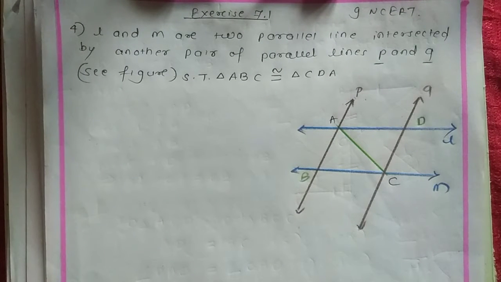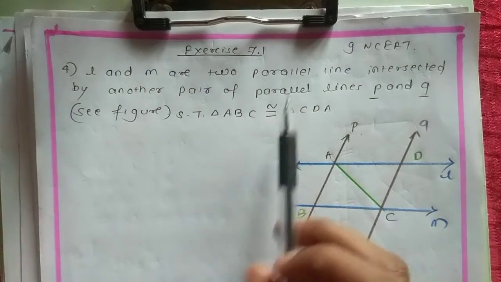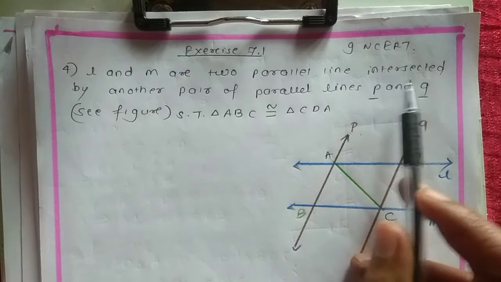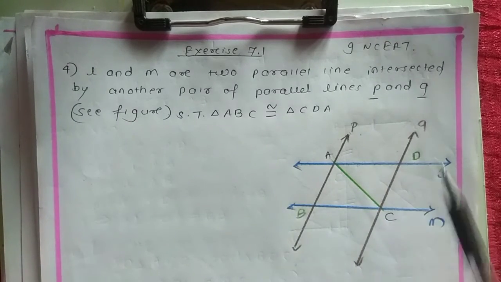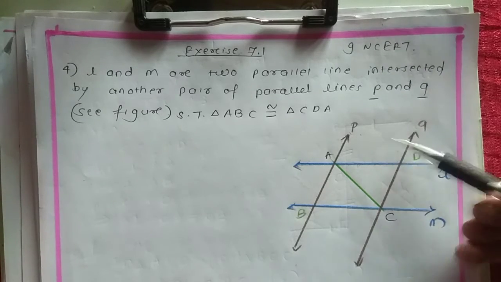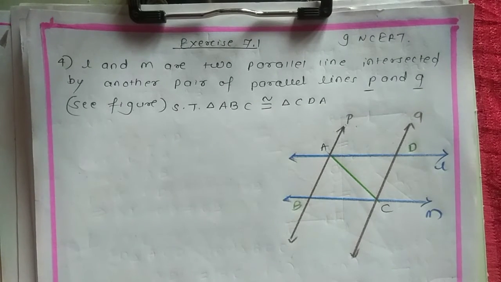In this video, I am going to explain from 9th standard NCERT exercise 7.1, question number 4. So let us begin with the question. L and M are two parallel lines intersected by another pair of parallel lines. The blue color parallel lines are intersected by another pair of parallel lines, that is P and Q. I use different colors so that it becomes easy for you to understand.